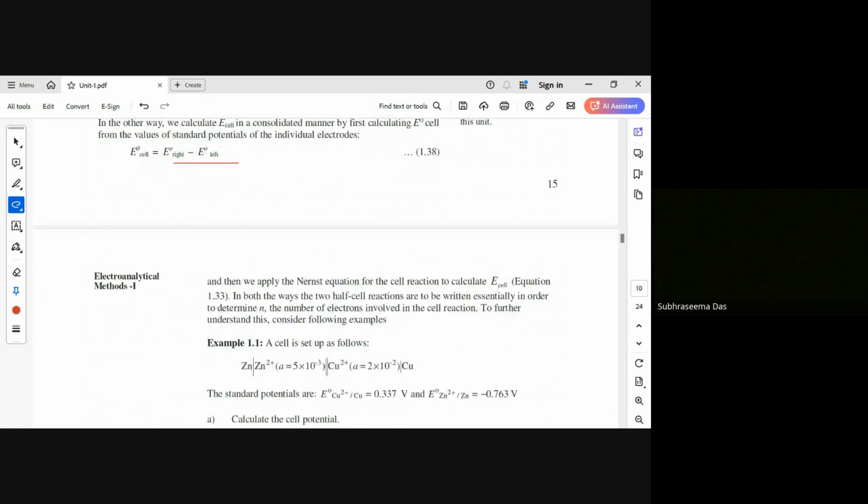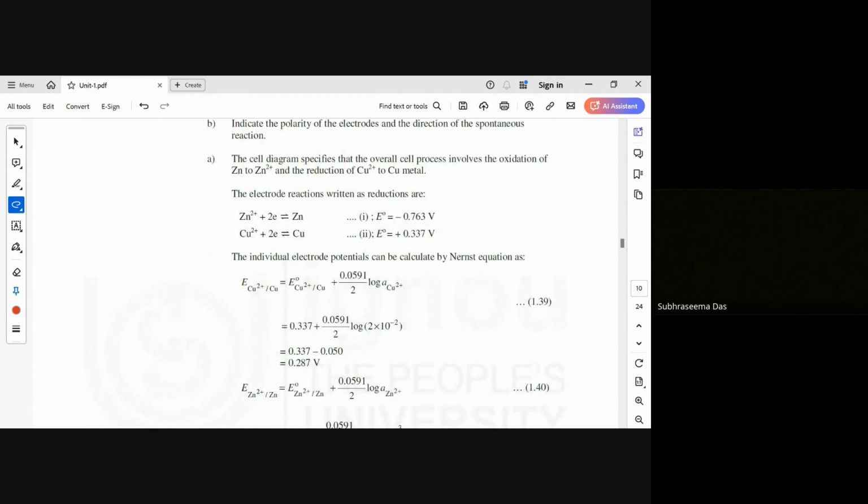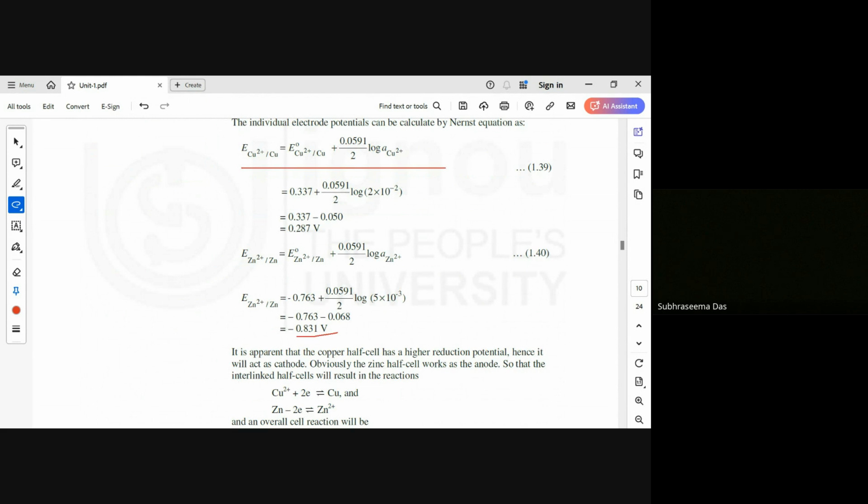However, now here is an example of how to calculate. In the following example 1.1, here we could see the standard electrode potentials for Cu2 plus to Cu and Zn2 plus to Zn have been provided. Now applying the values in this Nernst equation, we apply the values that have been provided and we find the result to be this.